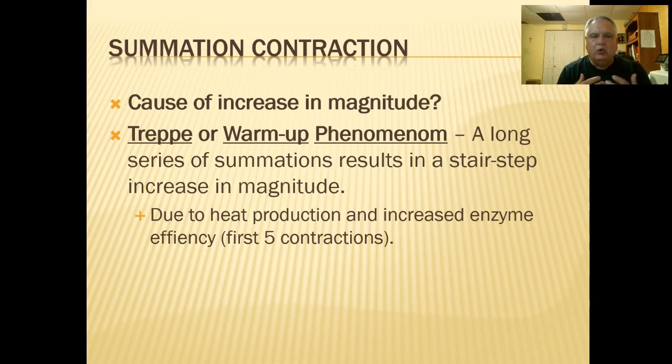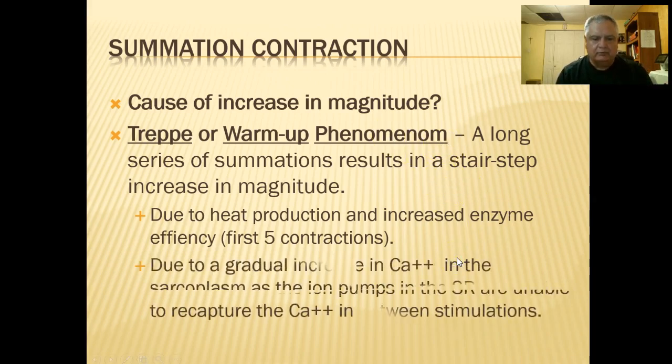As the muscle undergoes these contractions, ATP is broken down, energy is released as heat, the muscle warms up, and everything becomes more efficient. The enzymes that break down ATP and allow for these contractions to take place become more efficient. This usually occurs in the first 5 contractions. The muscle warms and becomes more efficient, so we get greater force.